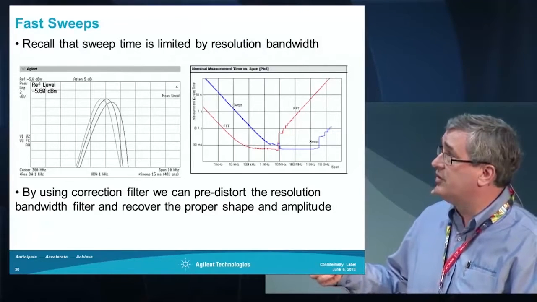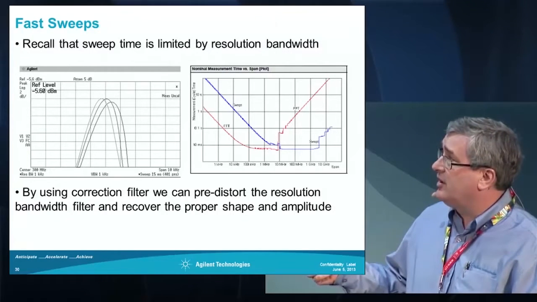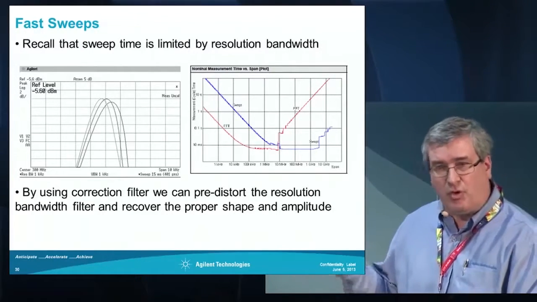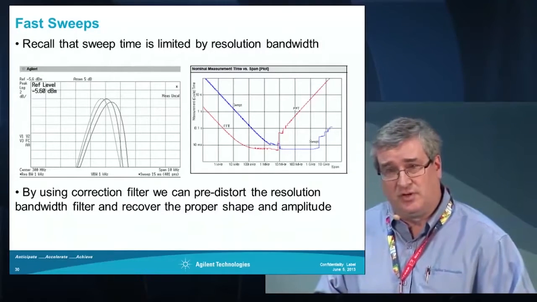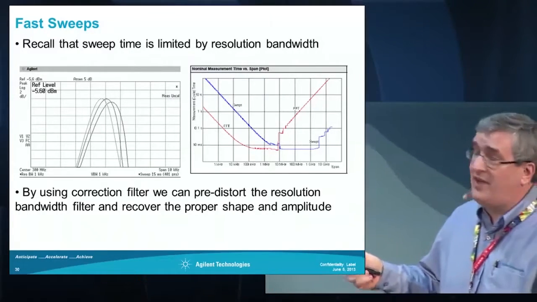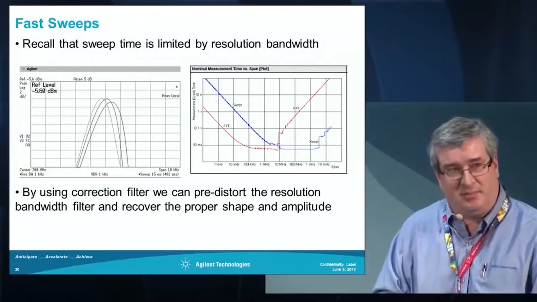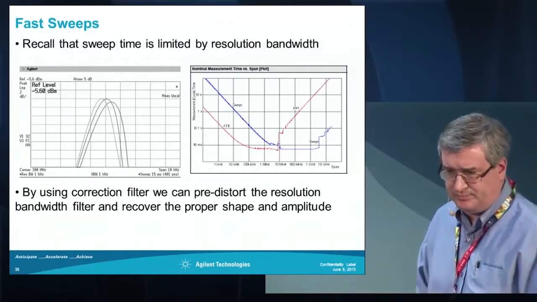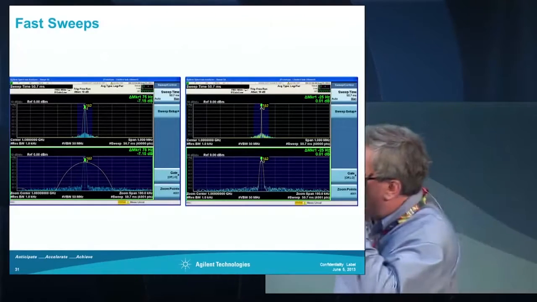So if we know the filter is going to deform to this one, if you calculate the inverse of this filter to that filter, you could program that into our correction filters and basically remove this effect. And if you remove that effect, it basically means you could sweep faster. And that's pretty much what we do these days.